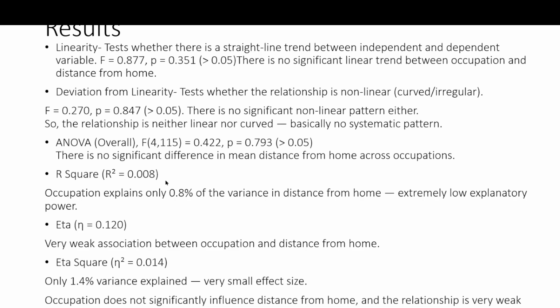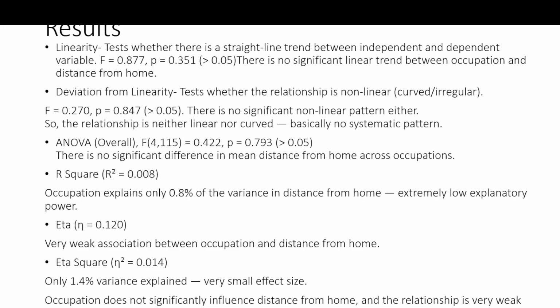Now the R square value comes 0.008. If we multiply it by 100, we can explain that occupation explains only 0.8% of the variance in distance from home. So it's extremely low explanatory power. Eta is 0.120. It's a very weak association between occupation and distance from home. Eta square is 0.014. It indicates 1.4% variance explained. It means a very small effect size exists in this relationship. So overall, we can interpret that occupation does not significantly influence distance from home, and the relationship is very weak with a negligible practical impact.